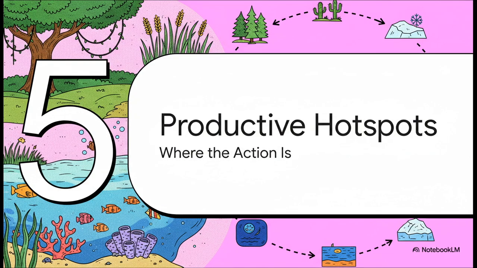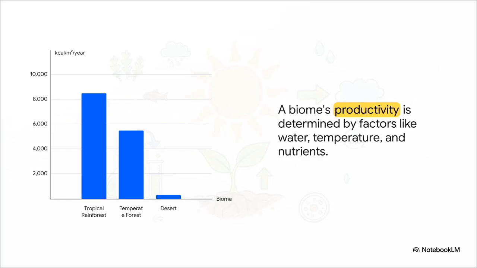So now, let's take that recipe and put it to the test. Let's do a quick trip around the world and see where we find the most productive hotspots and where we don't. Whoa, this chart really puts things in perspective, doesn't it? Just look at the difference here. A tropical rainforest is cranking out something like 8,000 or 9,000 kilocalories of energy per square meter every single year. And then you have a desert, which is struggling to produce maybe a couple hundred. You can literally see our three-part recipe at work right here.